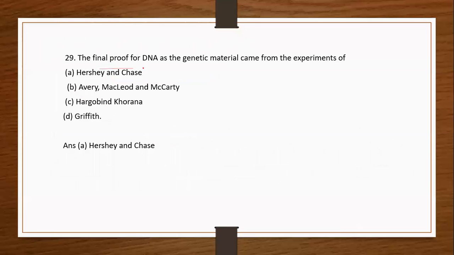The final proof of DNA as a genetic material came from experiments of Hershey and Chase, Avery, MacLeod and McCarty, Hargobind Khorana, and last is Griffith. Now we know that this experiment was done by the famous scientists Hershey and Chase. So option A is the correct answer.